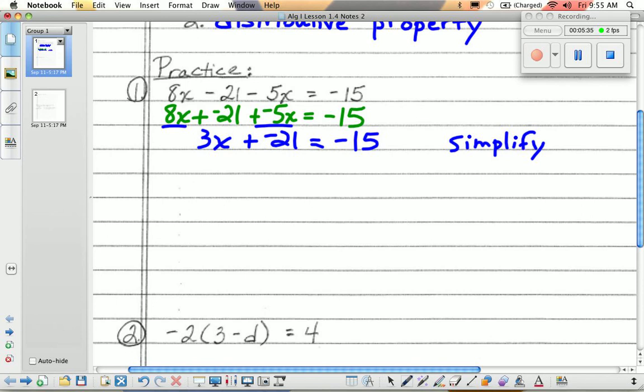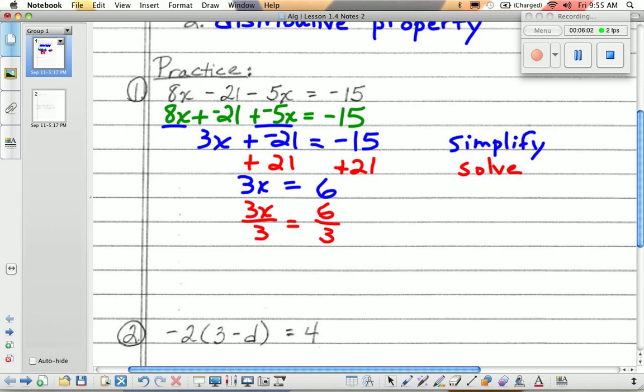Add 21? Yeah, add 21 to both sides. So now we're starting to solve. And we have 3x on the left side now and 6 on the right side. Okay, and next we will divide by 3.